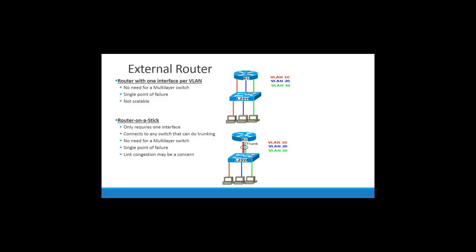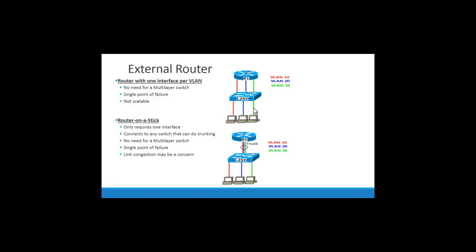So if we look at the first couple, external router options, we had listed two, the router with one interface per VLAN. And if you look at it, here's the picture here. You can see I just logically made a picture of, hey, here's one interface. Let's call him FA0/0, FA0/1, FA0/2. In order to service these three VLANs, I've got to have one interface off of the router, one for each VLAN.